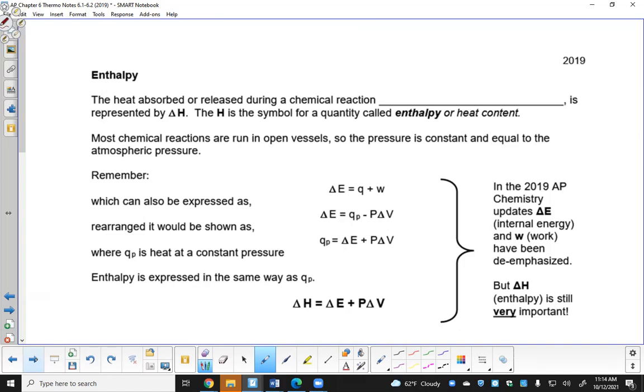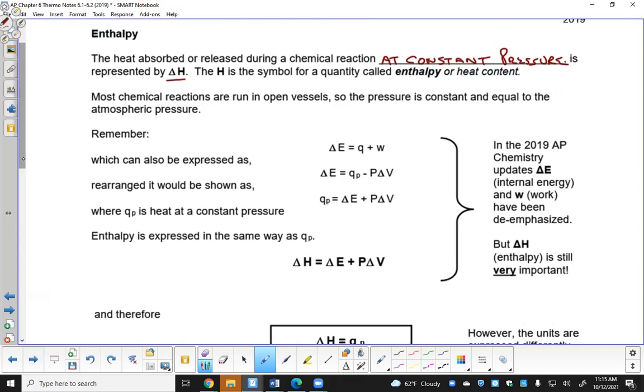The heat absorbed or released during a chemical reaction at constant pressure is represented by delta H. H is a symbol for a quantity called enthalpy, or heat content. Now, keep in mind, Q has been measuring the amount of heat that's transferred from one thing to another. And delta H would be the change in heat content, which would be the same thing. So they're almost the same thing.